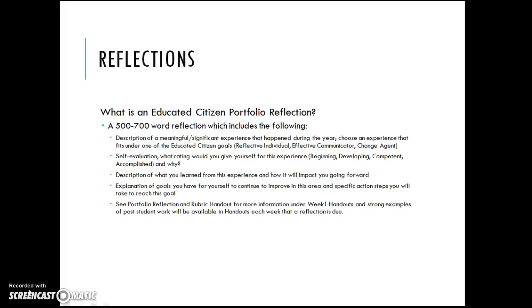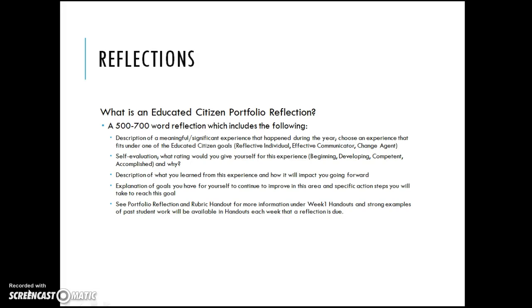Then you're going to do a self-evaluation. What rating do you give yourself in that area? So are you just beginning as a reflective individual, or are you accomplished and you've really mastered this goal area? And then why? And this is really important. We want you to describe what you learned from the experience and how it's going to impact you going forward. So not just, this is what I did, but what did I learn?